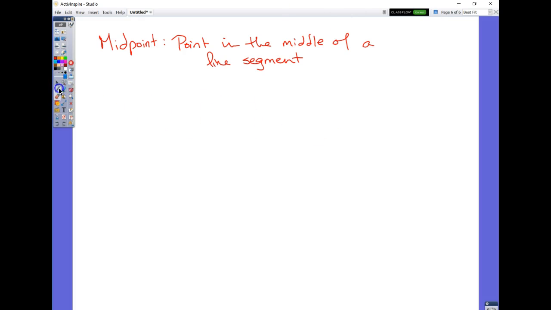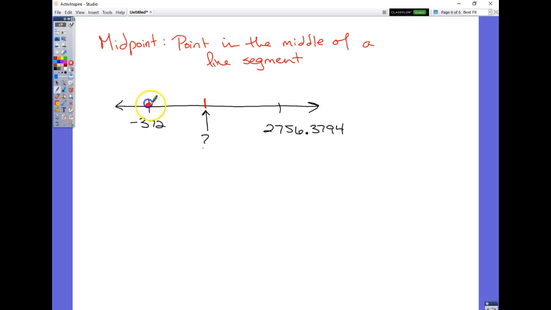Let's pretend I'm still on a number line. I'm going to put this number as negative 372, and this number is 2,756.3794. I want to know what is the number that exists right here, where the distance from the left endpoint to here, let's call it a distance x, is the exact same distance from the right endpoint to that center value. Now we've got ourselves a situation if you don't know how to find the midpoint.